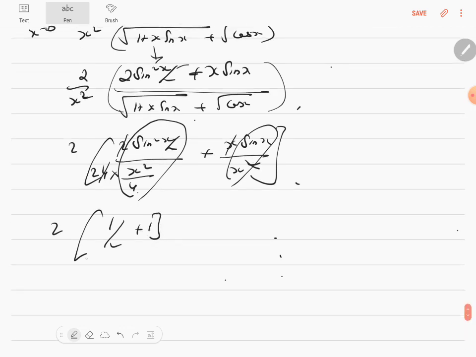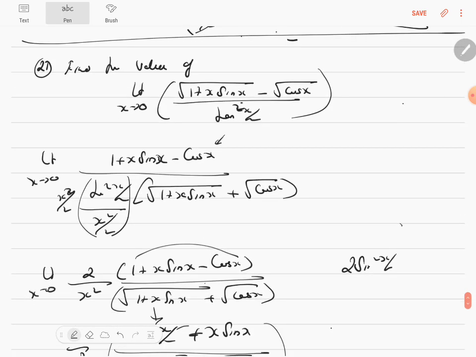Apart from that, you also have the denominator, in which if you substitute x as 0, you'll get 2. 2 and 2 get cancelled, so the answer can be 3 by 2. However, I have no options given here, so I'm just checking once again.